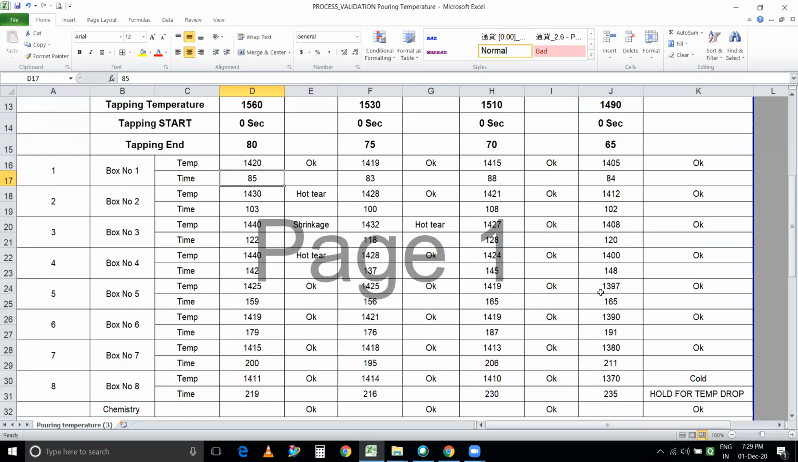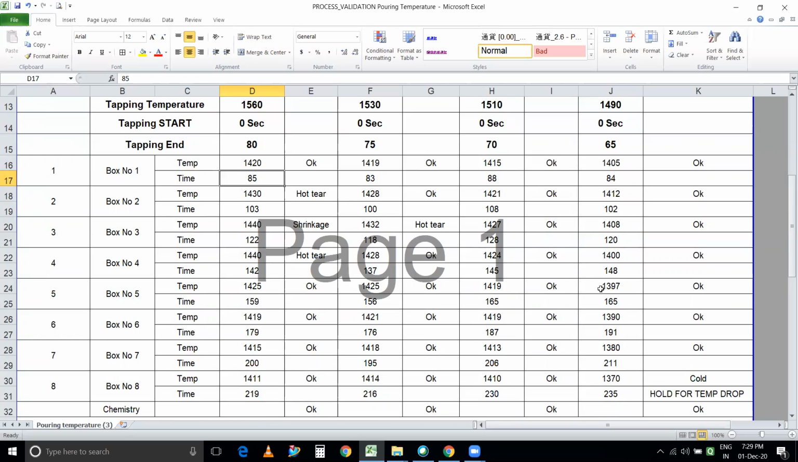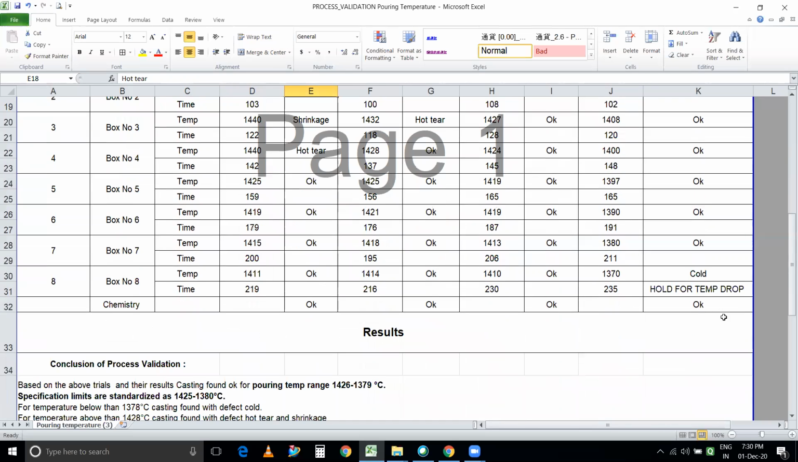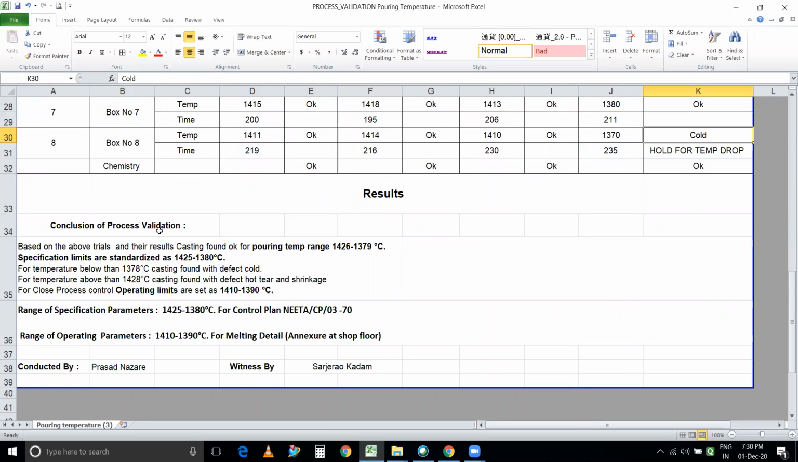After that, in 4 trials, we have checked the boxes number-wise. You can also add the number of the box while molding, so you can actually differentiate parts after quality inspection. So likewise, when you take all the results, we have results like this. For the first trial, as the temperature is too high, it gives hot tear and shrinkage-like defects. At last, when temperature drops below 1370, it will give the cold defect. So all the results have been saturated like this.